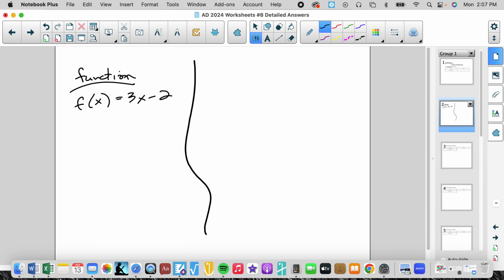The inverse would be reversing the two variables. So where you see f of x, you're going to have x. And where you see x, you're going to have y, and technically a lot of people like to do this. And then they will write 3y minus 2. So you're just reversing the x and the y and then solving for y.